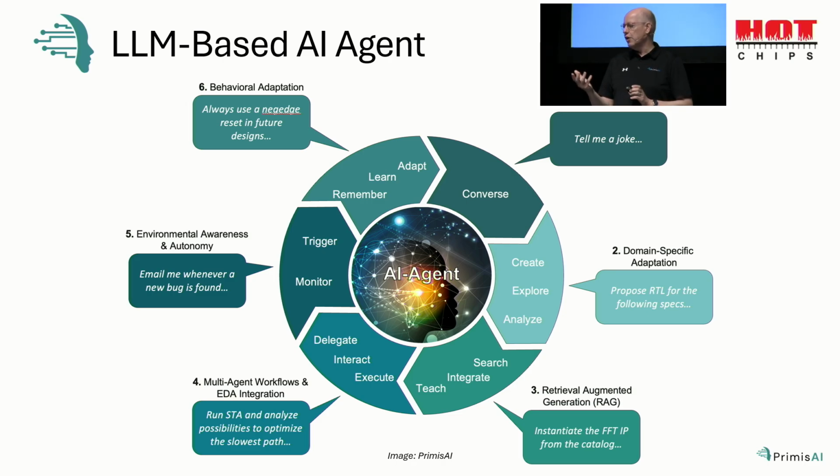And you can even think of the AI starting to adapt its behavior towards the future based on what it learned in the past. So if something is not in the coding style guidelines, and you ask it, for future designs, I always like you to use a negative edge triggered reset, then it remembers that, finds that you told it in the past, and will automatically comply.